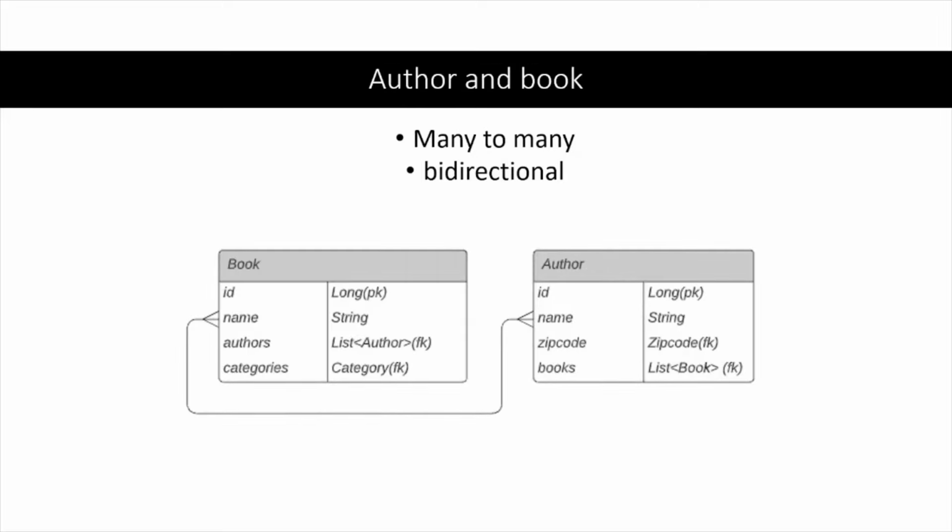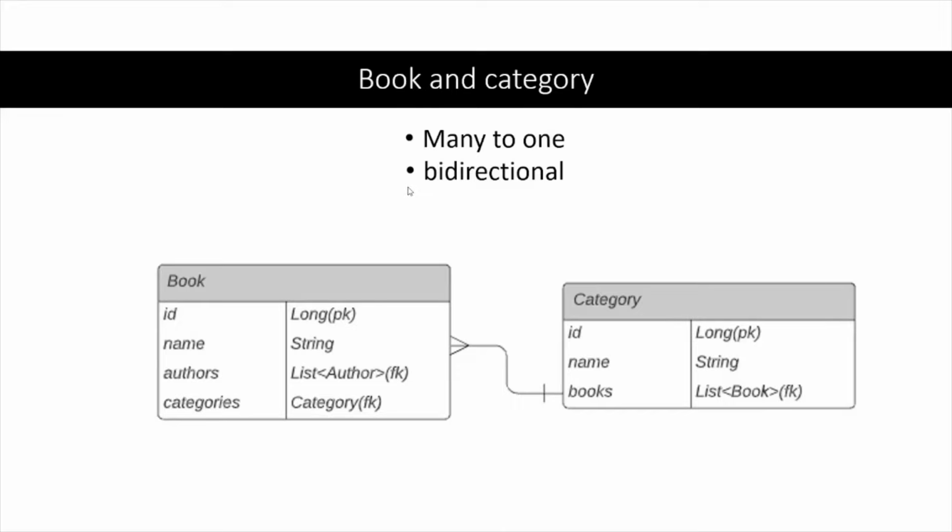The author and book entities will have a many-to-many relationship. This means that an author can have multiple books and books can have multiple authors. This relationship is bidirectional. This means that the book entity has a reference to the author entity and the author entity has a reference to the book entity.